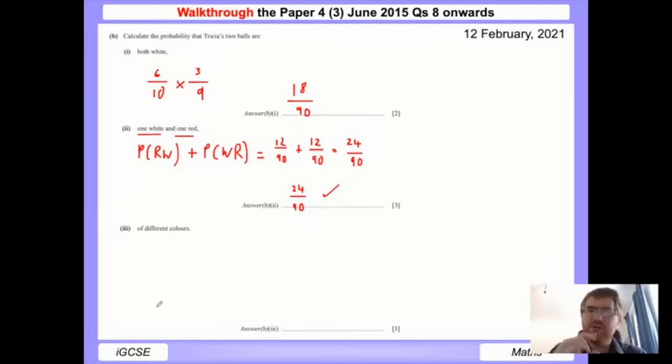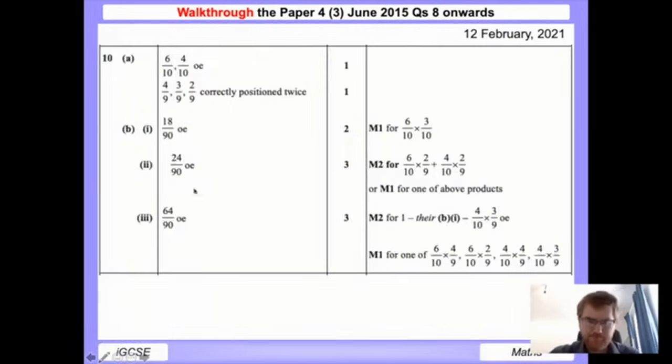Biggest mistake made on this question is you don't take into account both ways round. So you need to do white, red and red, white. I'll quickly show you the mark scheme here. Okay, so 24 over 90 is fine.